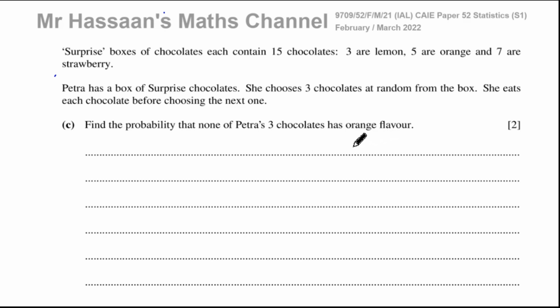So you have 3 lemon, 5 orange, and 7 strawberry. She takes 3 picks. So none of them can be orange flavor.